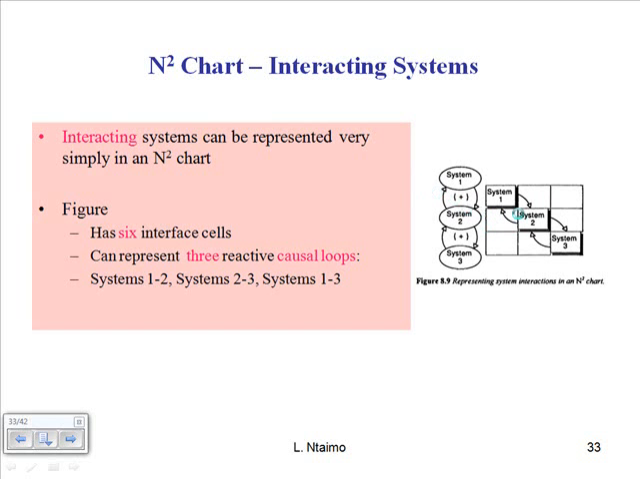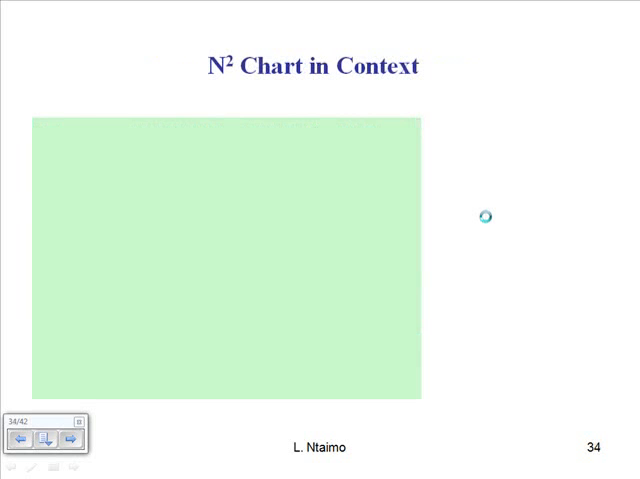So interacting systems can easily be represented in an n-squared chart. In this figure, we have 6 interface cells. So we have 1, 2, 2 and 3. They're interfacing, and then 1 and 3. 1 and 3 is not a direct interface. So we can represent this using these causal loops. Okay, there's something going on here. And again, this is basically saying there's feedback going on, okay, or nonlinear behavior.